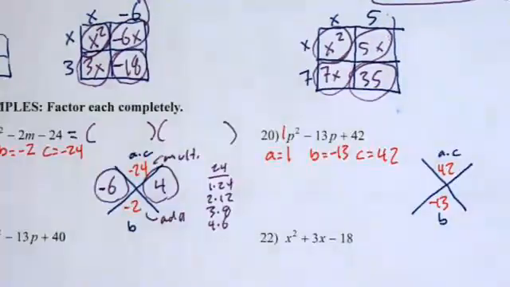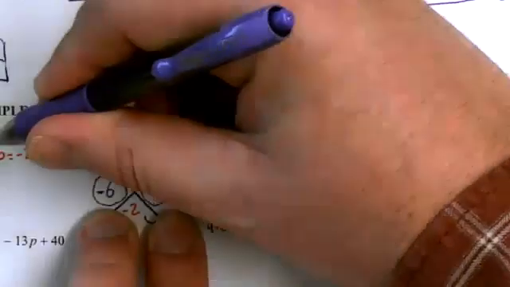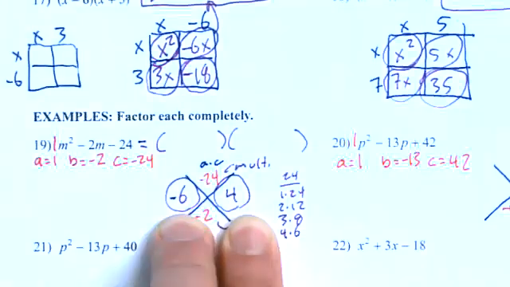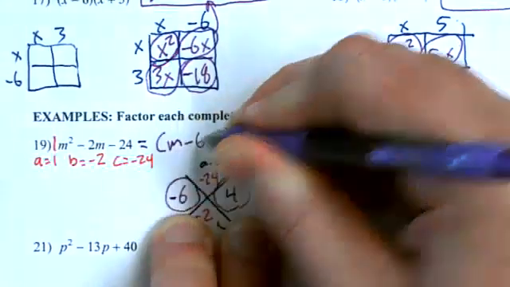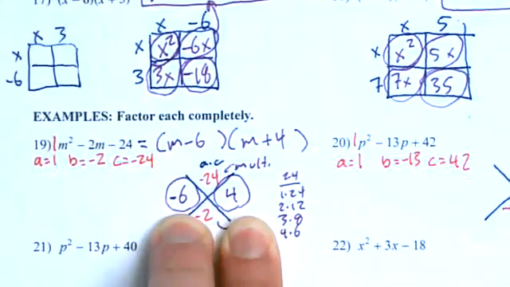All right. Let me go ahead and show you the last step here because this is the easy part. This is the easiest part of the whole process. You ready? Here's my final answer. My variable was M, right? My final answer is going to be M minus 6 and M plus 4. And that's it.